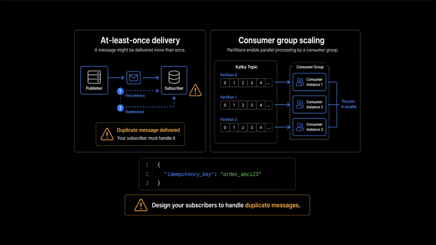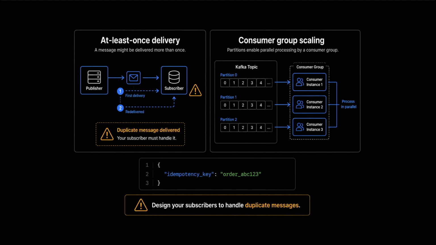Okay, so PubSub isn't magic. There are a few sharp edges you need to know about. First thing, message delivery guarantees. Most systems offer what's called at least once delivery, meaning a message might actually arrive twice if there is a network hiccup. So your subscribers need to be idempotent, which basically means handling the same event twice should produce the same result.